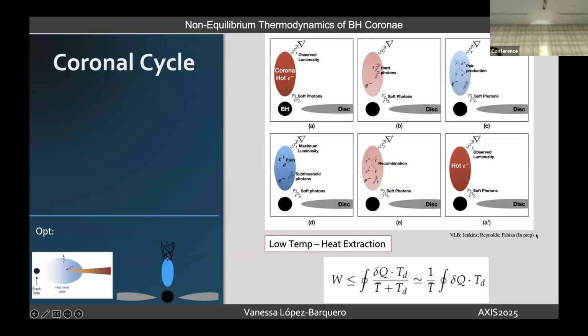Okay, so this is the cycle that we have for the corona, and again, remember that we're looking for this condition here for the criterion, right? Lower temperature, and this is when you have the most heat extraction or the most luminosity. Okay, so the setup for the corona is the following. We have the disk, we have soft photons coming from the disk, and we have a corona that has hot electrons, and we have some observed luminosity.